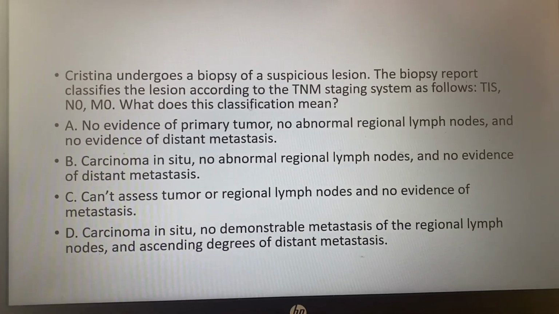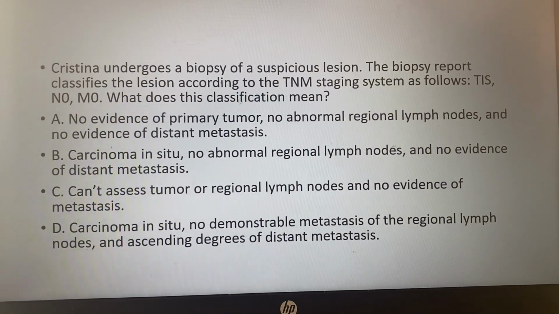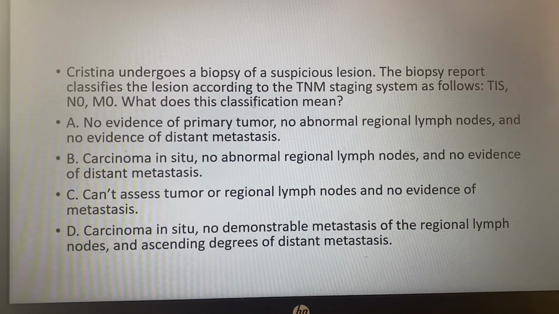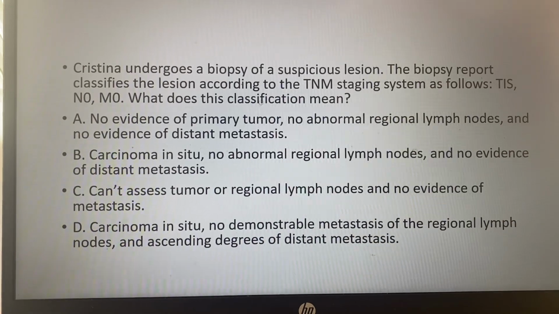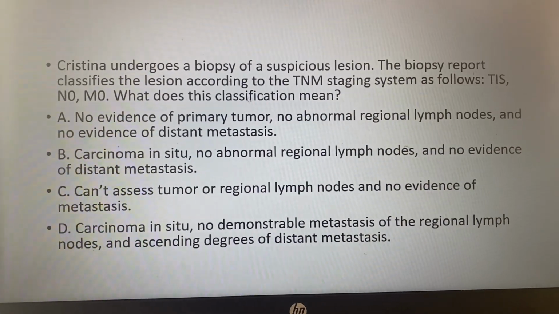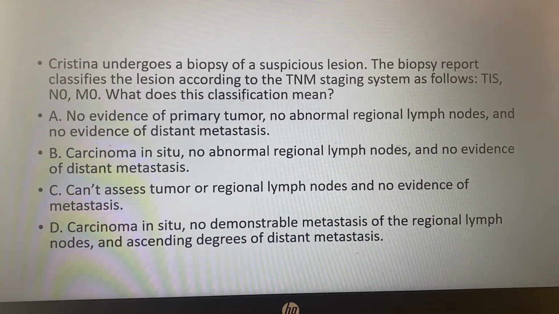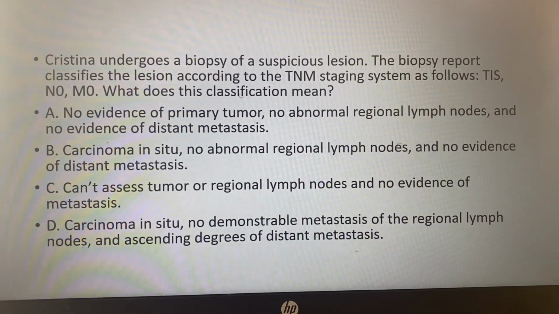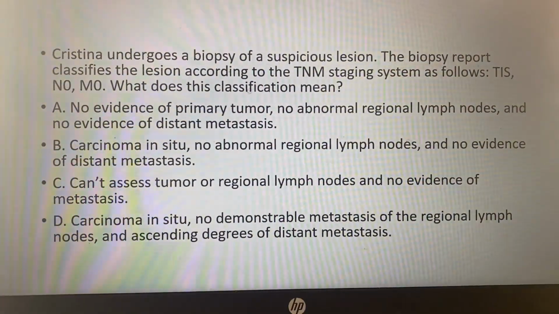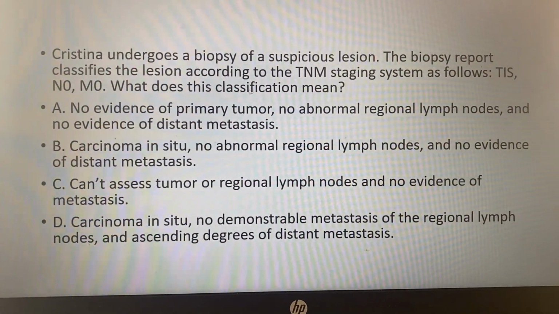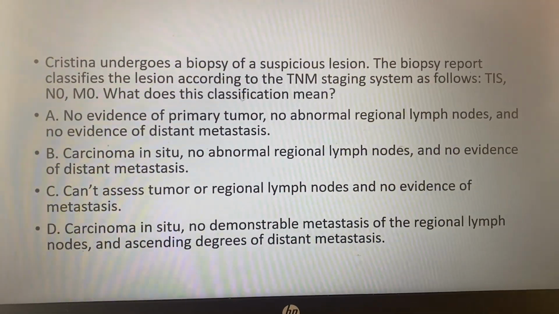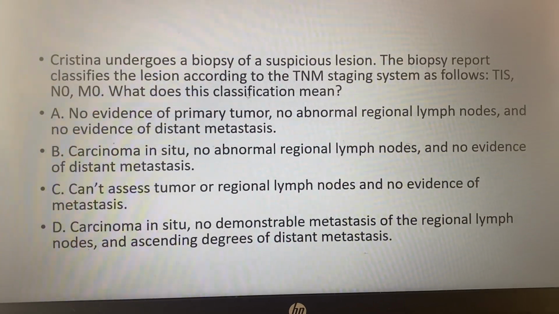So Christina undergoes a biopsy of a suspicious lesion. The biopsy report classifies the lesion according to the TNM staging system as follows: TIS, N0, M0. What does this classification mean? So in paraphrasing this, we're looking at what does TIS, N0, M0 mean in relation to the TNM staging system. All right, so let's look at our answer selections. You want to know something about the staging system.